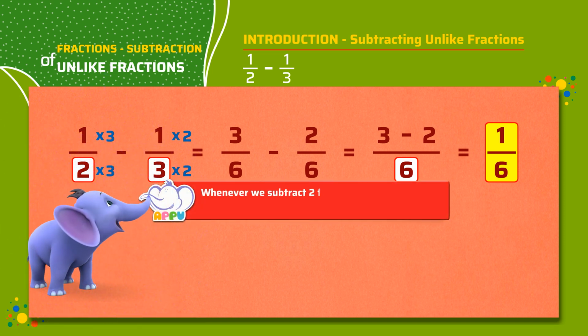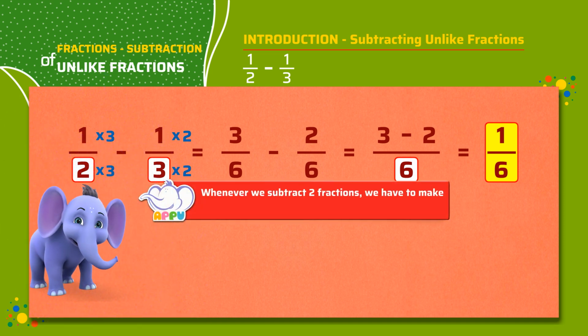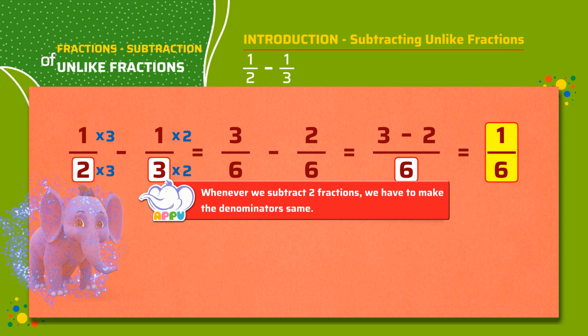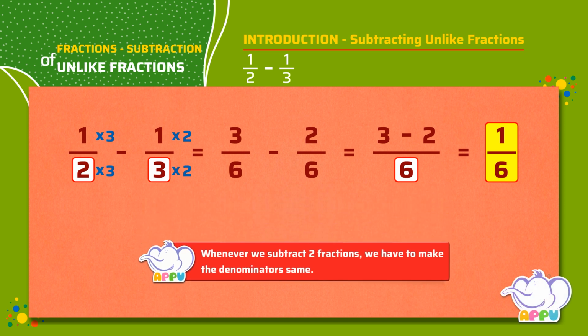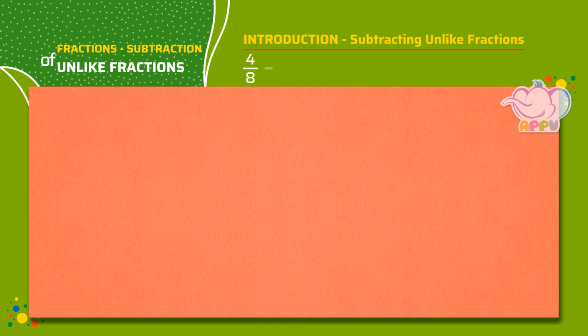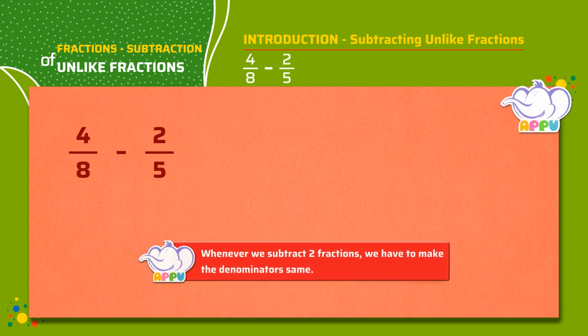Whenever we subtract two fractions, we have to make the denominators same. Let's see another example. 4 by 8 minus 2 by 5. We see that the denominators are not the same for both the fractions, and 5 and 8 are not multiples of each other. Let's make the denominators same.